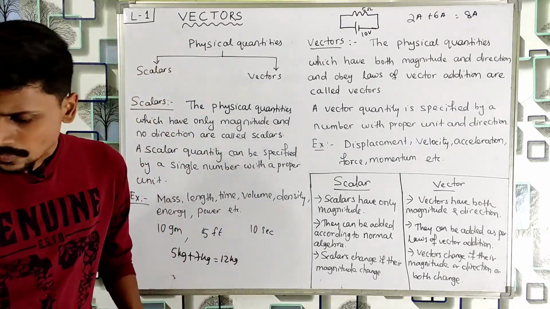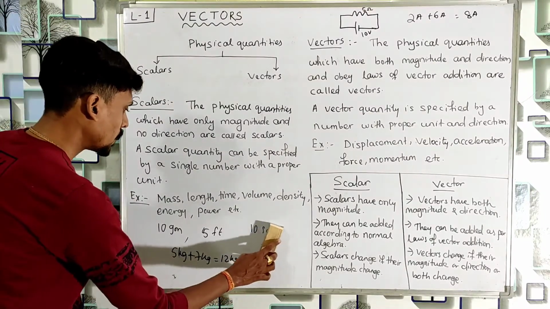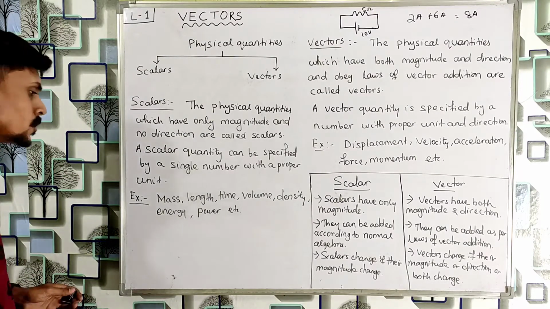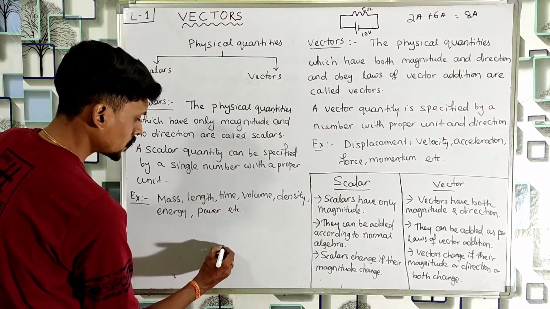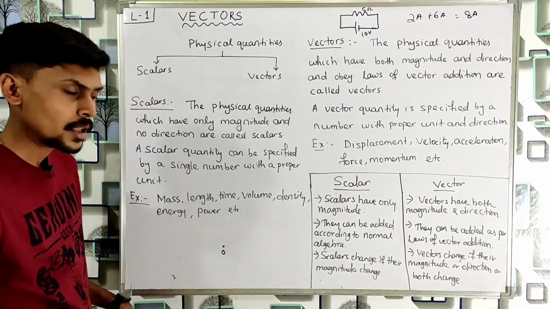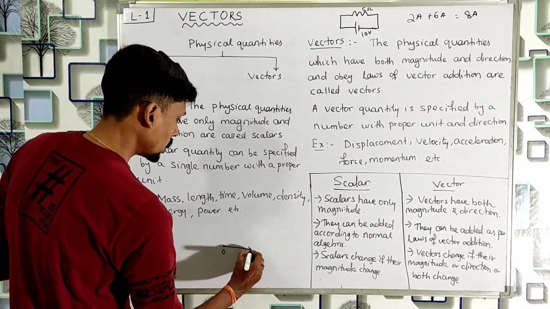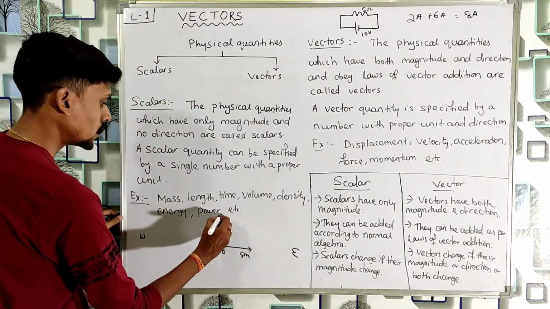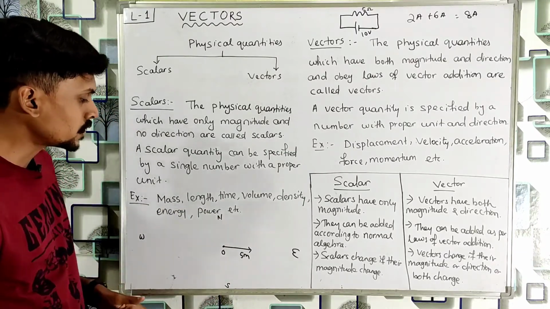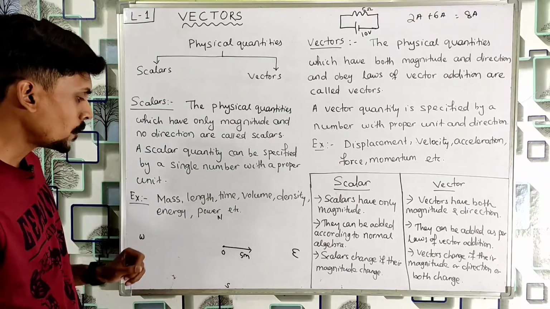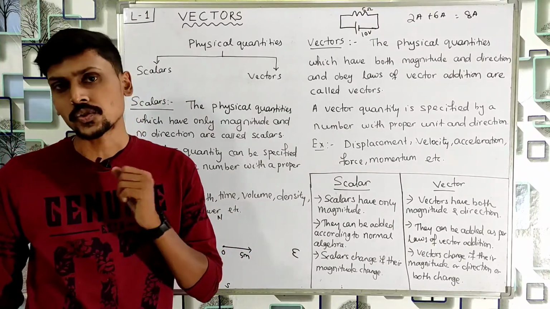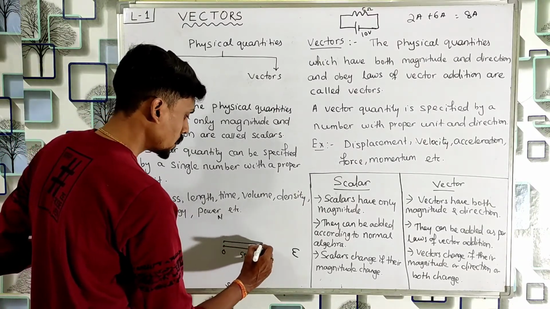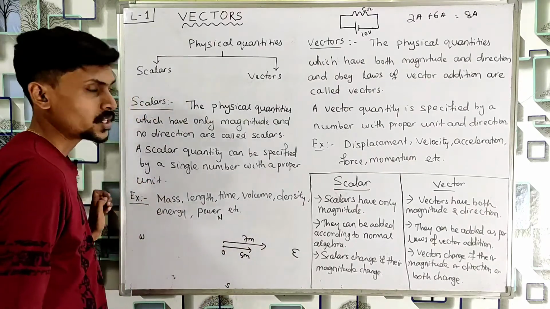For example, suppose I will consider displacement vector. Suppose a particle or a person starts from the point O. He moves 5 meters towards east. This is east direction. This is west direction, this is north, this is south. Suppose a person A starts from the point O and he moves 5 meters towards east. The second person starts from the same point and he moves 7 meters towards east.